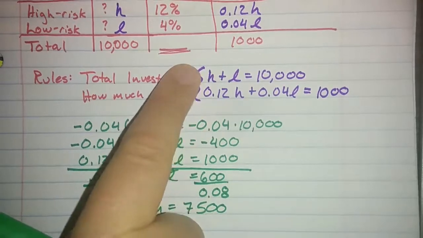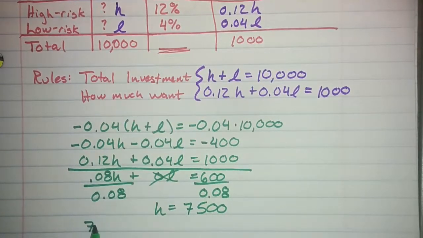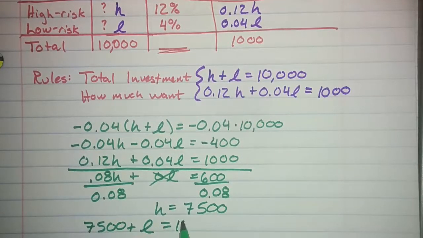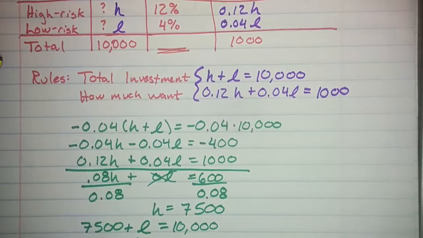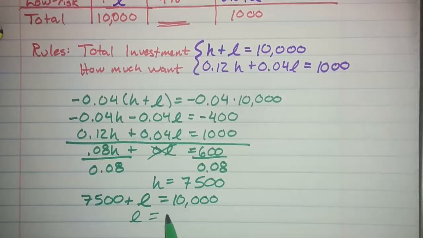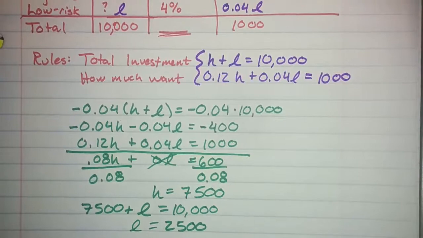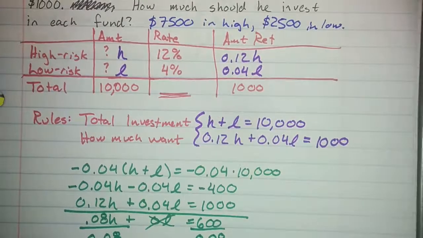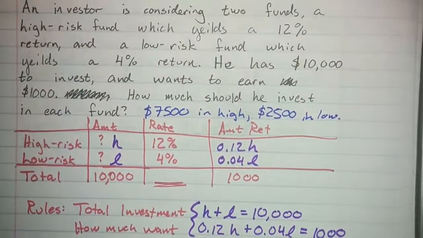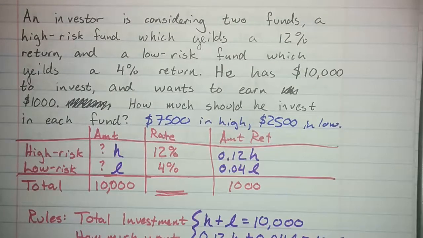Which equation do you guys want to use to find L? Yeah, this first one. All right, 7,500 plus L equals 10,000. L equals, subtracting 7,500 from both sides, L equals 2,500. Okay, so what's the answer to the question? 7,500 in the high-risk account, 2,500 in the low-risk account.